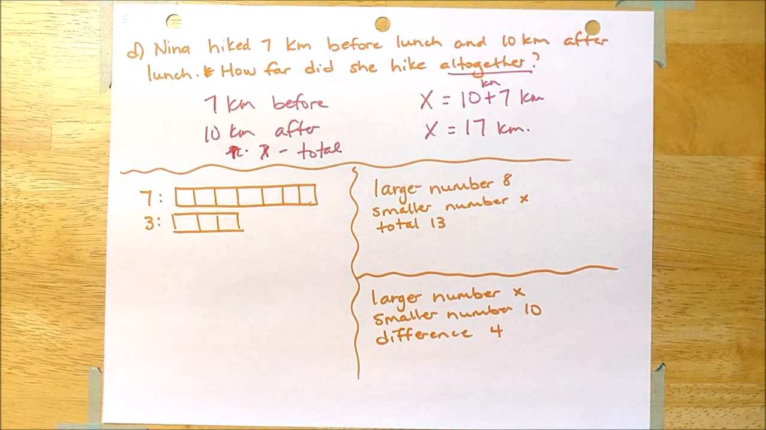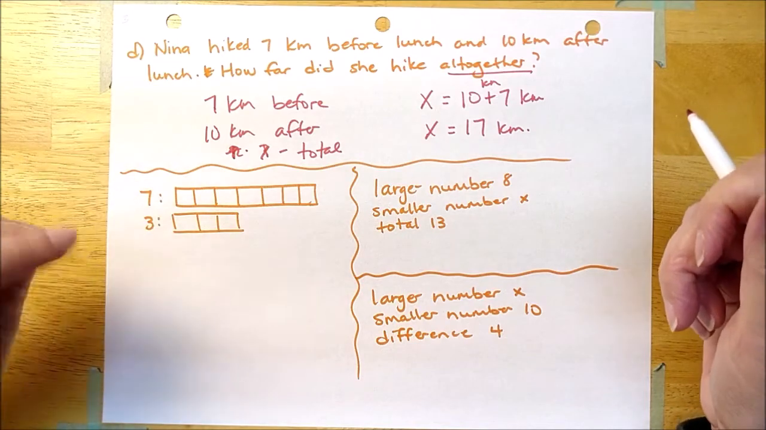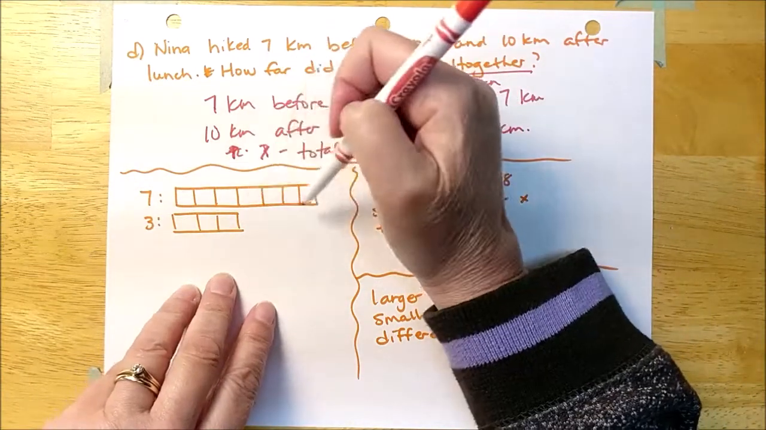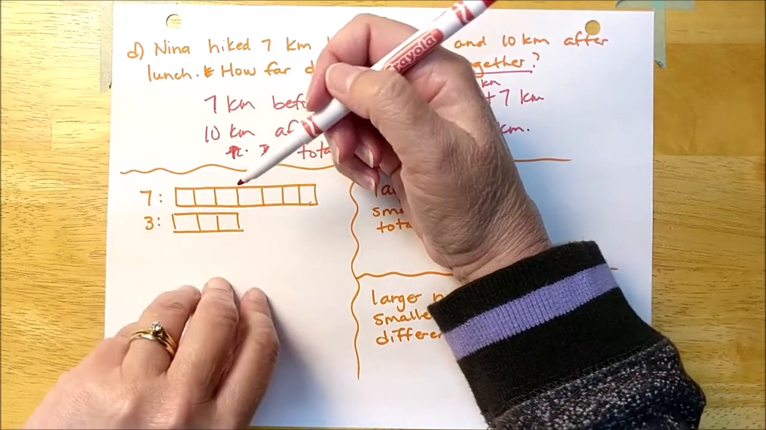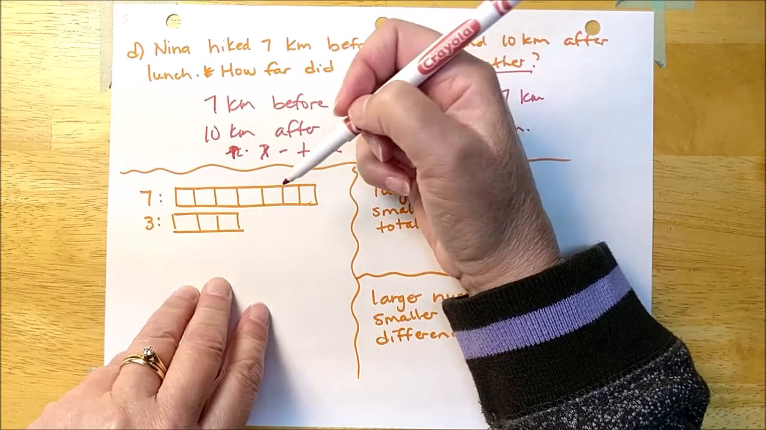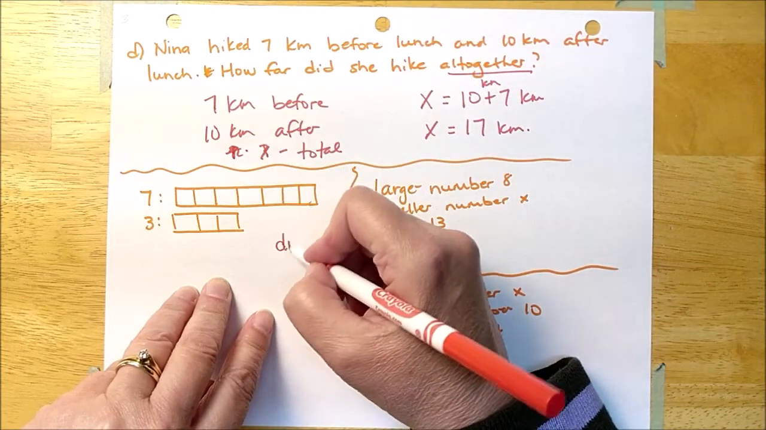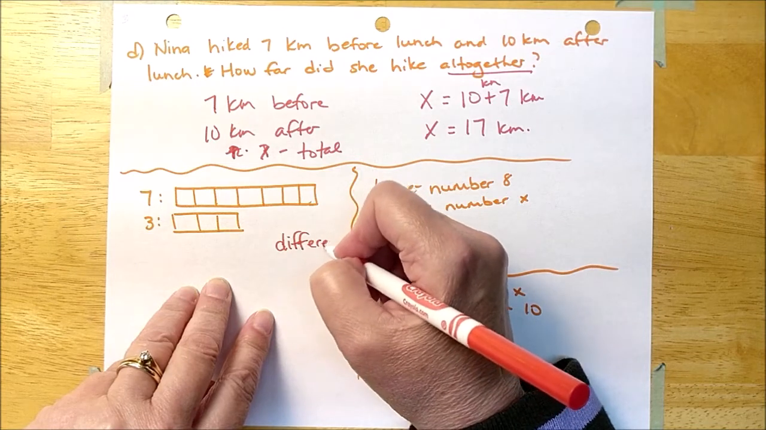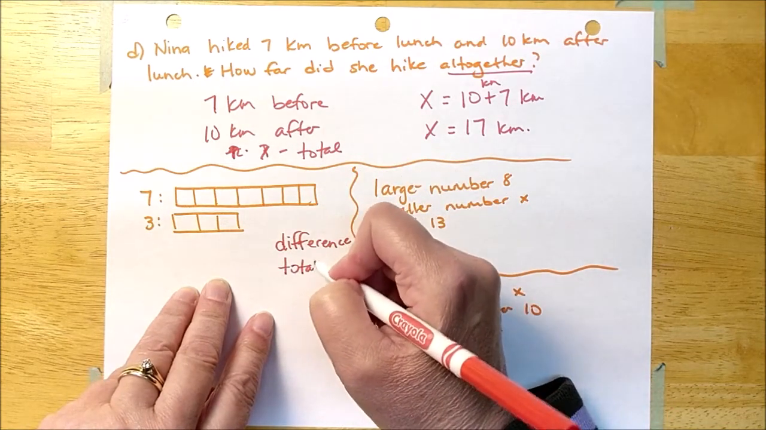That was awesome. Okay. So now I have a picture here. I have 7 blocks and 3 blocks. So what 2 things can you find with these 2 given numbers? What 2 things could you find? I hear you say you could find the difference, and you could also find the total, right?